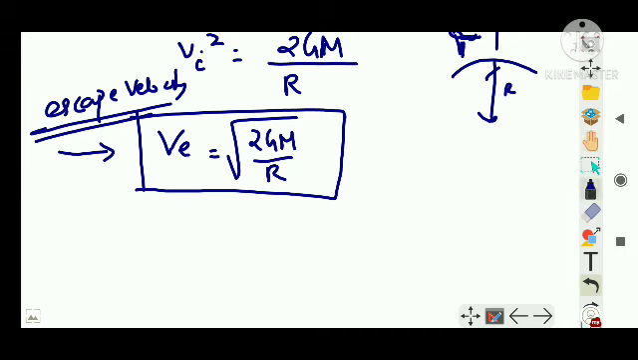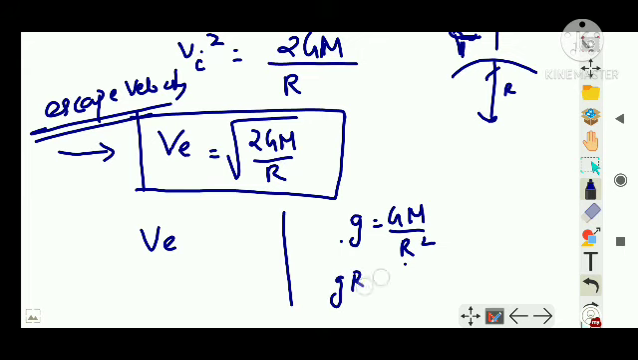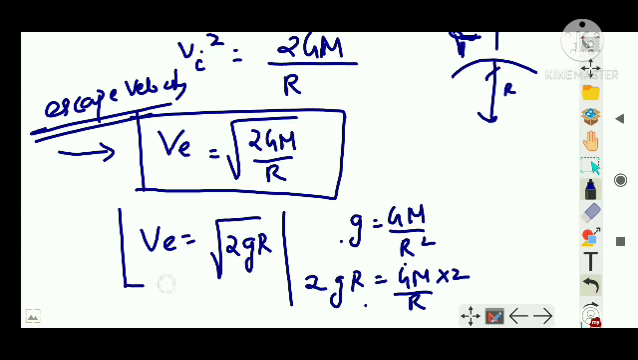Now someone asks you to write this entire expression in terms of acceleration due to gravity, that is, writing the escape velocity in terms of acceleration due to gravity. How would you write it? See, you know g is equal to GM by r square. Let us bring one r over this side, so it becomes gr is equal to GM by r. When I multiply by 2 on this side, this would also be 2, so 2gr is equal to 2GM by r. So I can write escape velocity is equal to root 2gr. This is another expression for escape velocity.